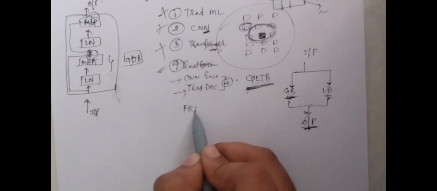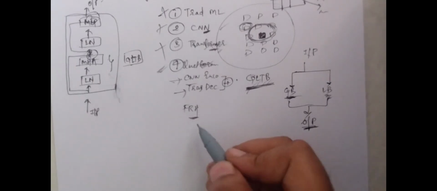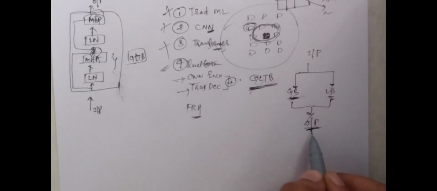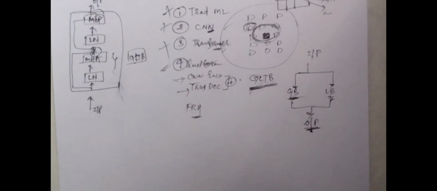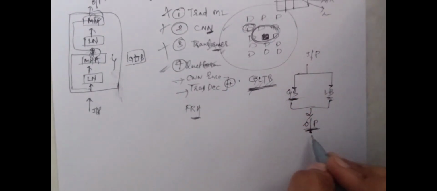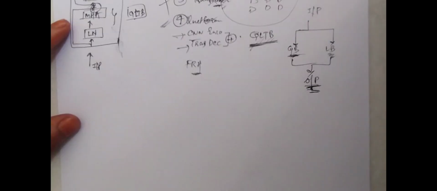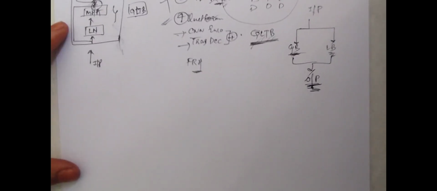Then comes the FRH, the feature refinement head. It's added at the end after we get the output, to improve our feature quality and to refine the segmentation output which we have attained at the last. Now let's slowly get into the architecture.